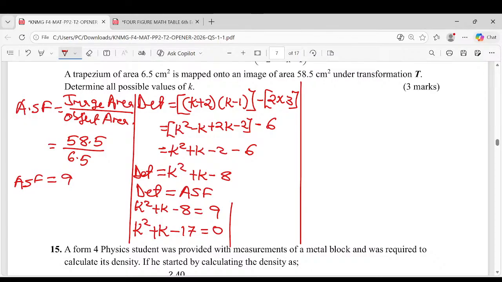We are figuring out numbers that when you multiply, you get negative 17, and when you add, you get a 1. What can be these numbers, ladies and gentlemen? Let us see it together. Let us see the question together.